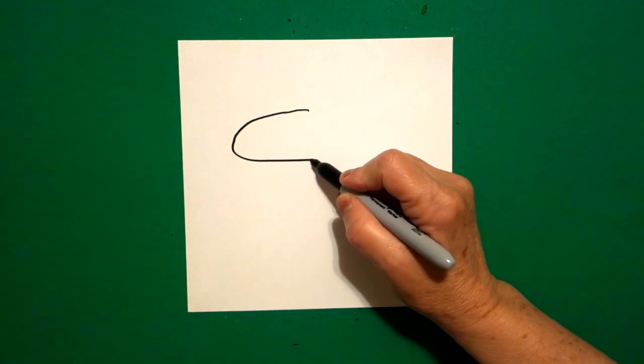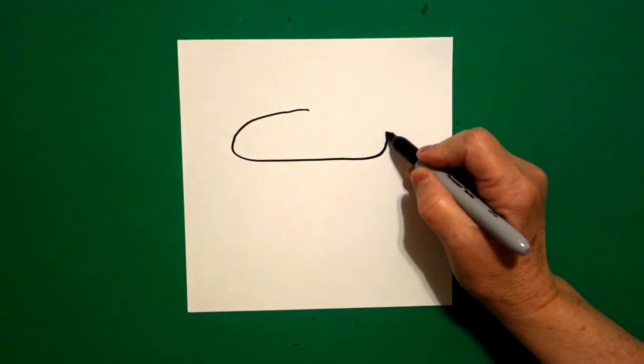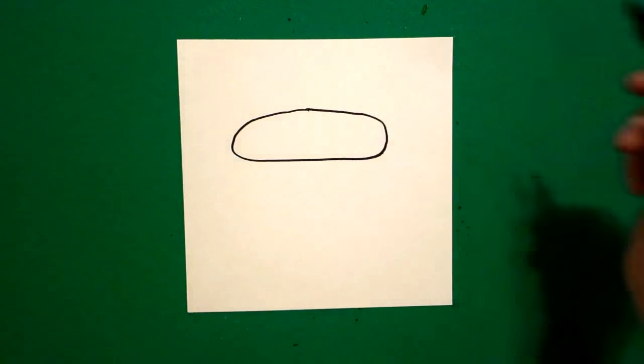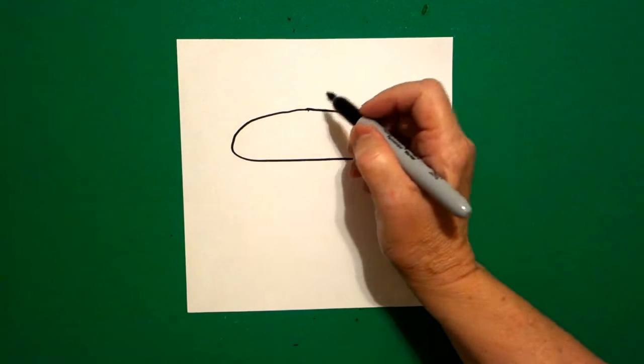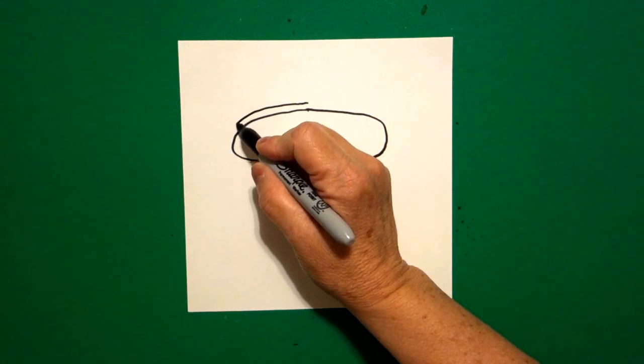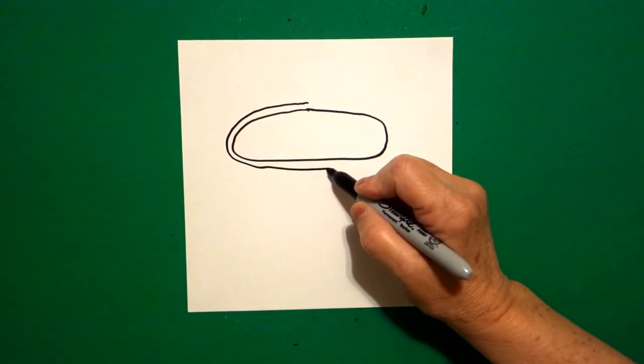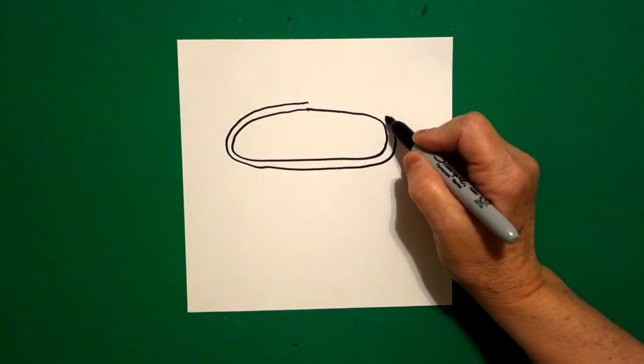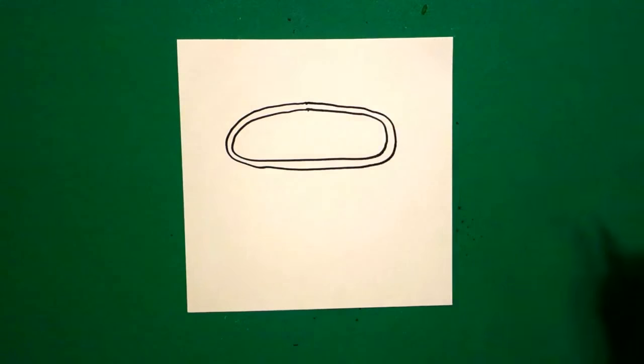Curve line, straight line, curve line, connect. Right where I stop above the dot, I'm going to draw it again. Curve line, straight line, curve line, connect.